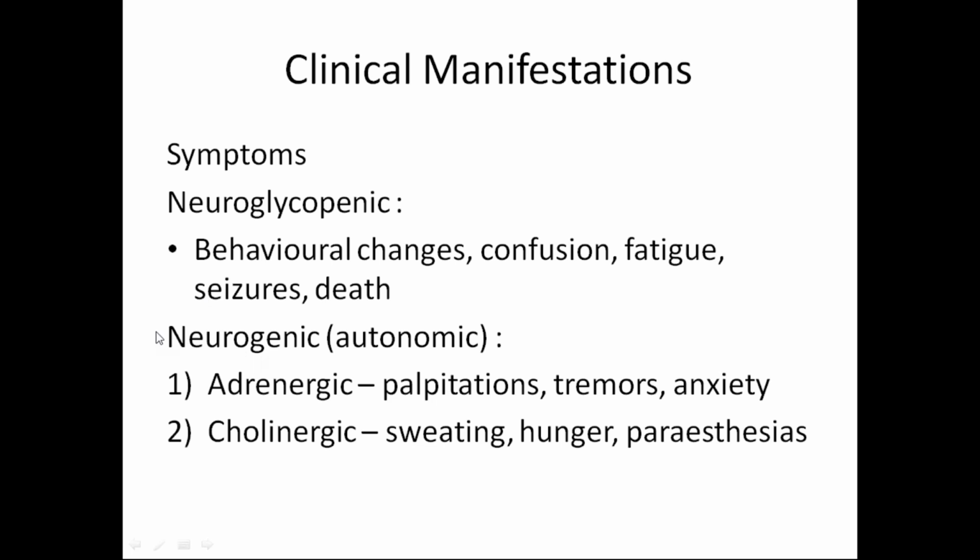Next symptoms are neurogenic. In the neurogenic, we have autonomic. What are the autonomic systems which are activated? The autonomic systems are adrenergic and cholinergic. In adrenergic, we have palpitations, tremor, and anxiety, and also a feeling of doom. Whereas when the cholinergic system is activated, we have sweating, hunger, even paresthesias. Paresthesia means tingling and numbness sensations over the body.